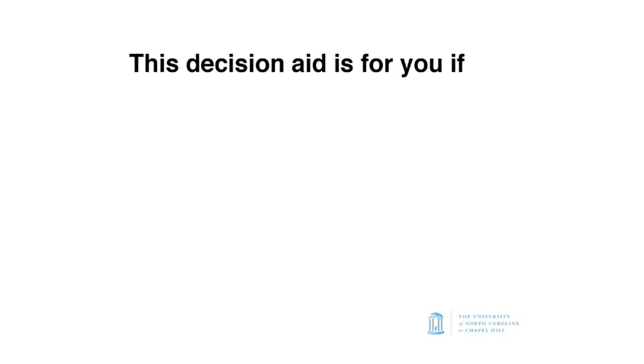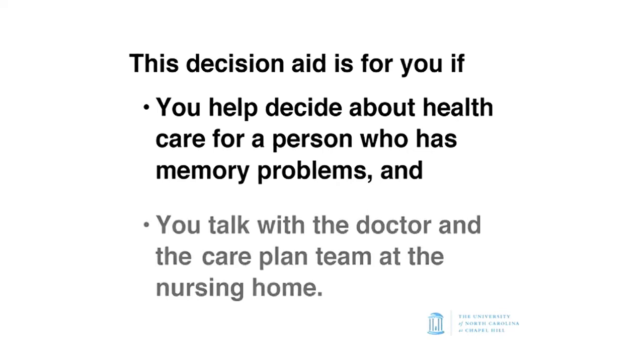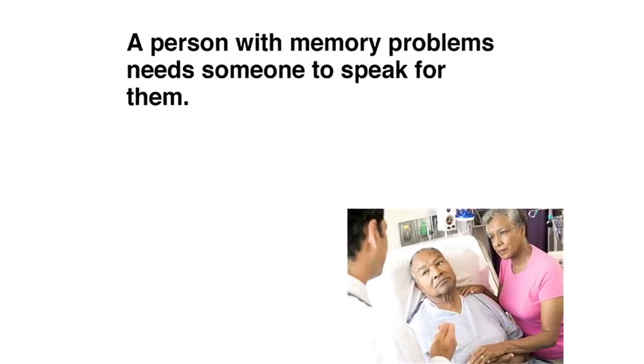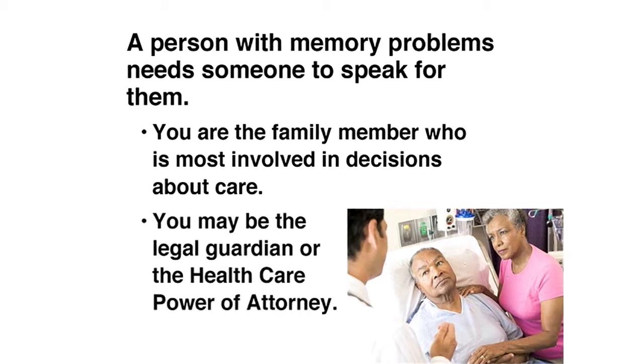This decision aid is for you if you help decide about healthcare for a person who has memory problems and cannot decide on their own, and you are the person who most often talks with the doctor and the care plan team at the nursing home to work with them to set a plan of care. When a person has severe memory problems, he or she needs someone close to them to be their surrogate, to speak for them with healthcare providers. You are that person. You might speak for them because you are the family member who is most involved in decisions about care. You may also be the person's legal guardian or their healthcare power of attorney.